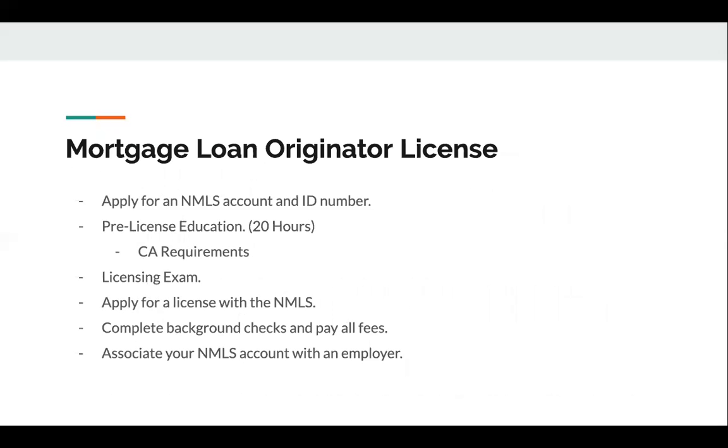Yeah, so I have my MLO license. When I first started getting it, I asked my mentor how to get it, and he gave me a brief: just go online, go to the NMLS website. So I started looking it up, and it's pretty simple. You go to the NMLS website, which is the Nationwide Mortgage Licensing System, and set up an account. They'll give you an NMLS number, an ID number.